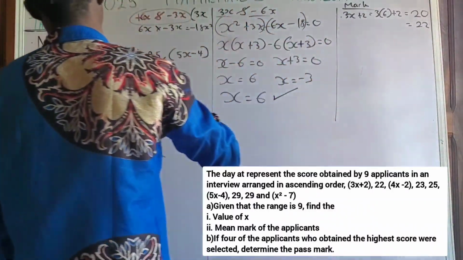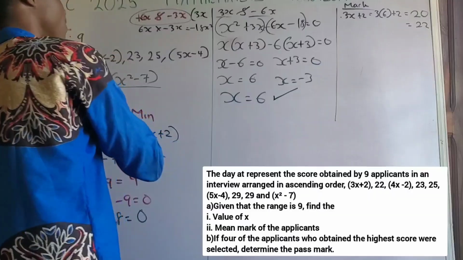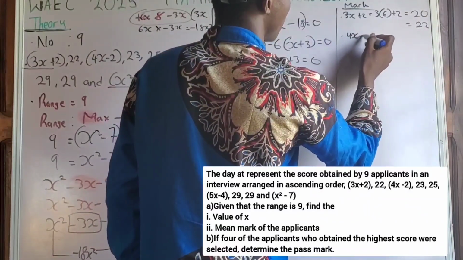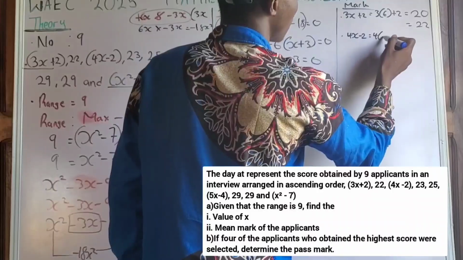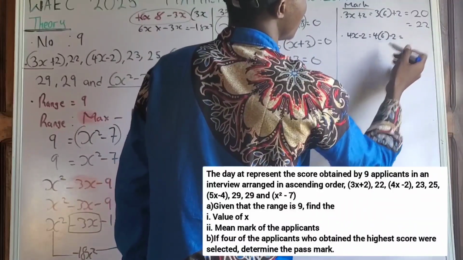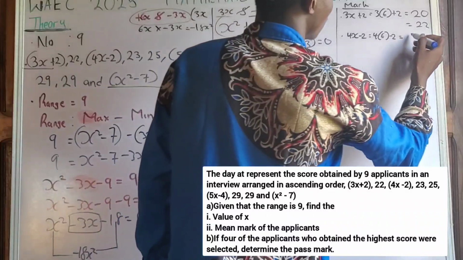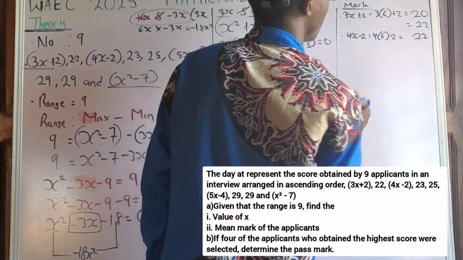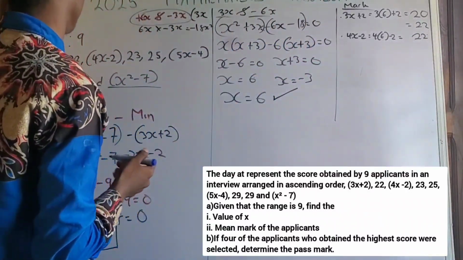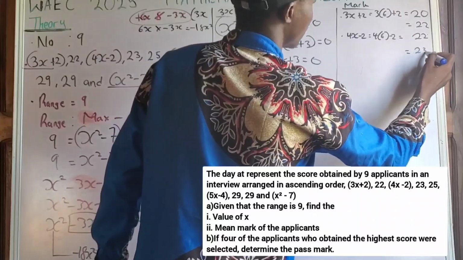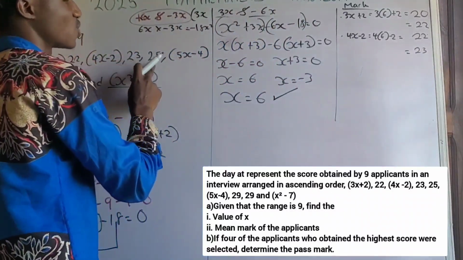The third one is 4x minus 2. That will be 4 multiplied by 6 minus 2. 4 times 6 is 24, 24 minus 2 is 22. So this is also 22. The third applicant is 23, so we don't need that. The fourth applicant is 25.